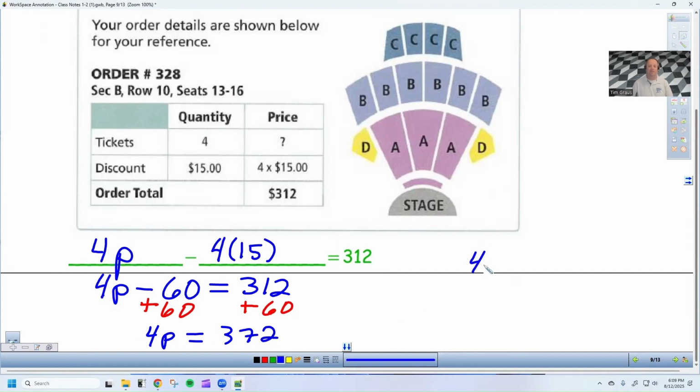Come over here to finish the problem. 4p equals 372. I will divide both sides by 4 to cancel out that 4. And I'll find that the price of a ticket before the discount was $93. 372 divided by 4 is 93.